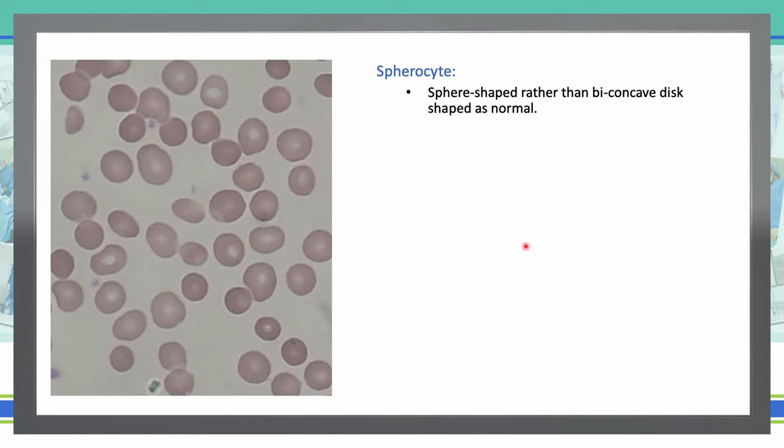Next, we have spherocytes. Spherocytes are sphere-shaped rather than the biconcave disc shape of normal cells. Spherocytes are found in immunologically mediated hemolytic anemias and in hereditary spherocytosis.